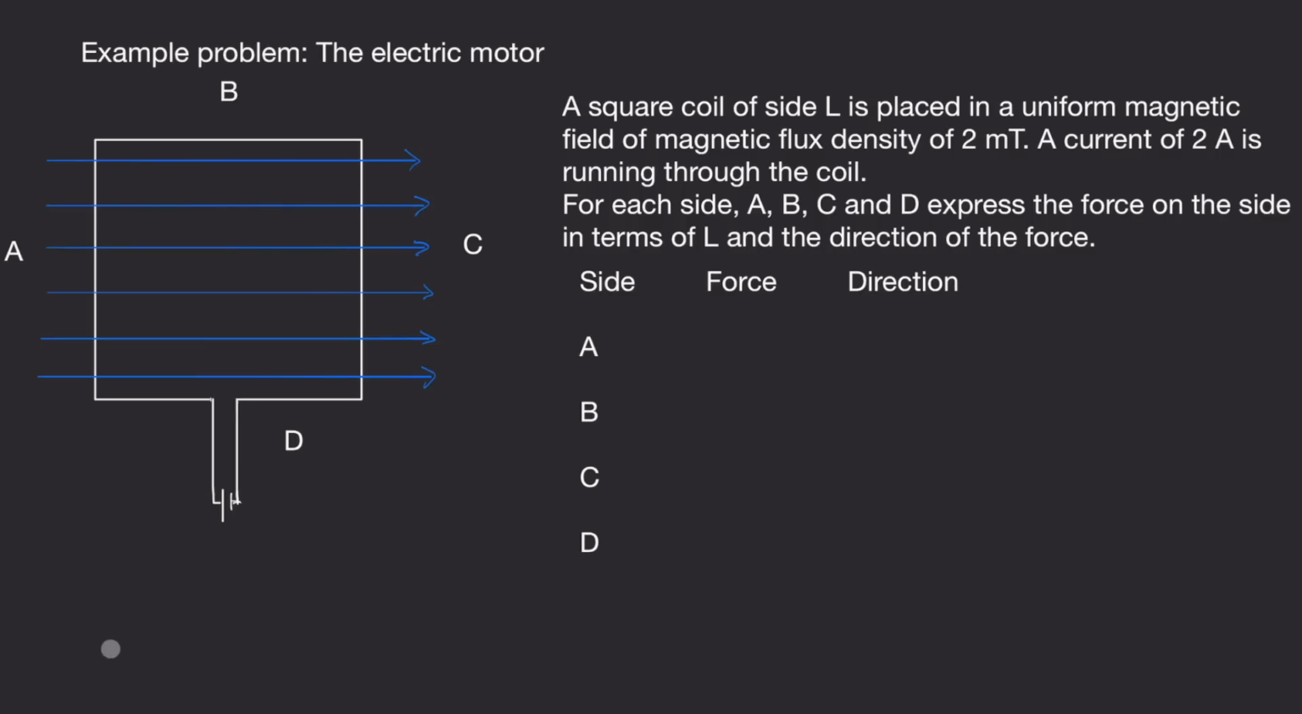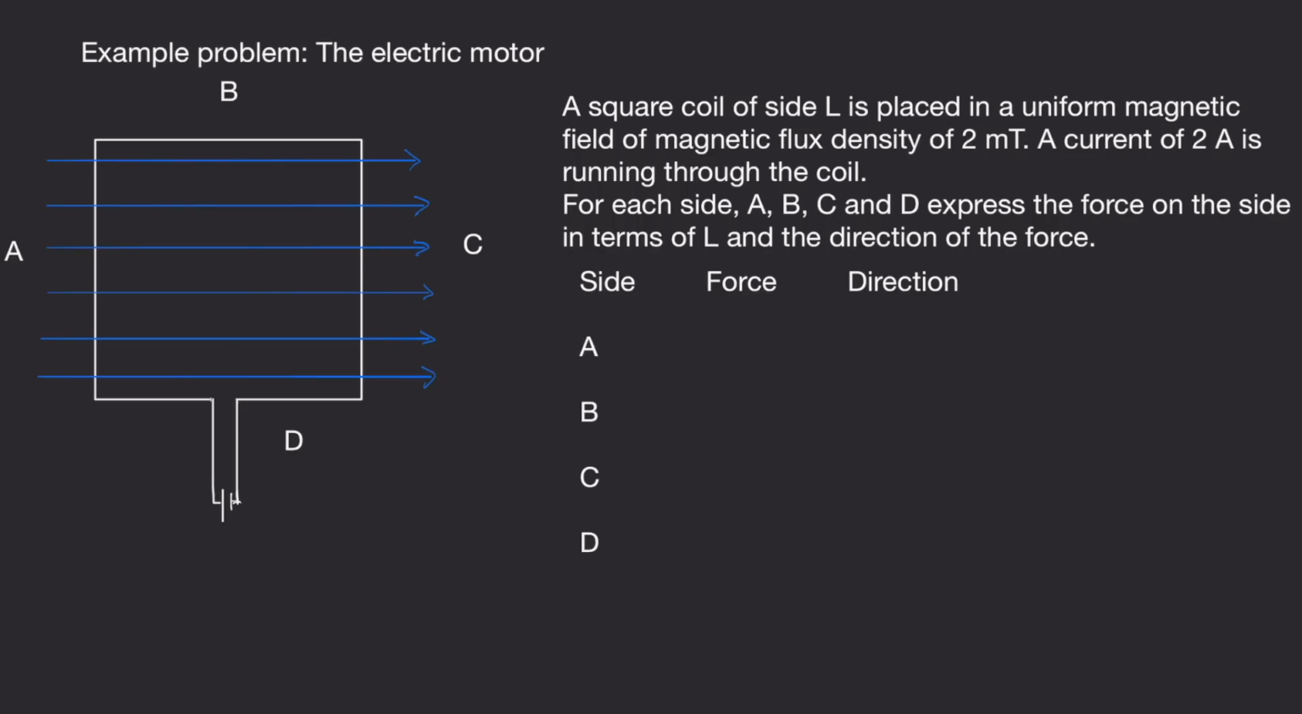Let's do an example problem, which is the electric motor. We have a square coil that's been placed within a uniform magnetic field. Please note that these wires here are just drawn like this, but in reality, we assume that this distance here is a lot smaller than the actual length. Each square coil has a side L, and the magnetic flux density is uniform, and it's 2 millitesla.